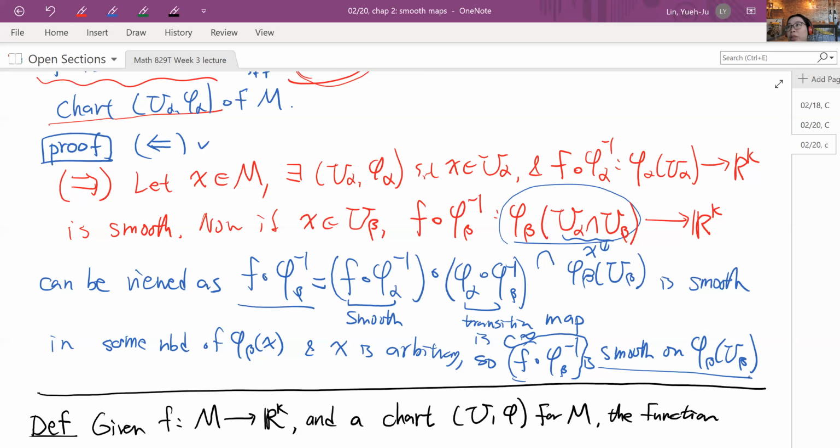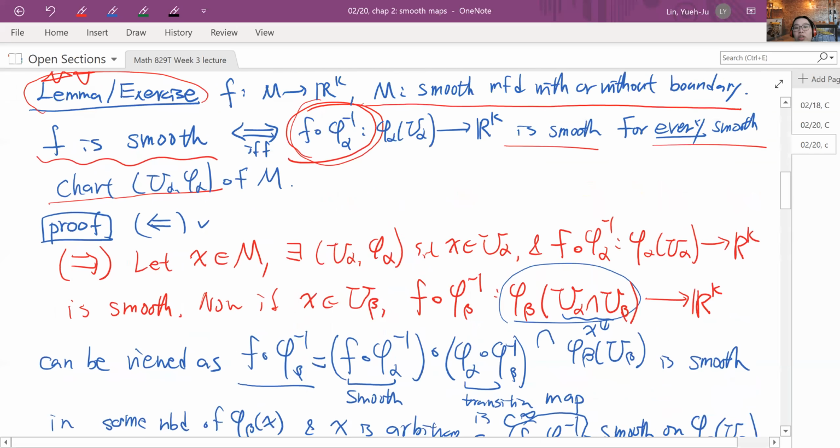Without smooth compatibility as part of the criterion for a smooth manifold, you will have a problem defining a smooth map, because you will possibly have a map which is smooth with respect to one chart and suddenly not smooth anymore. You don't want that to happen.